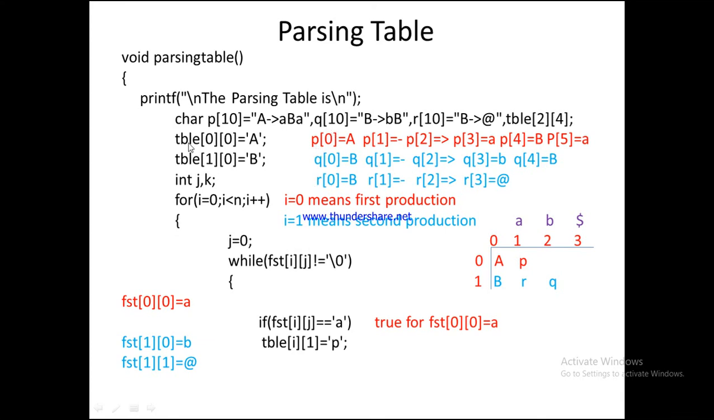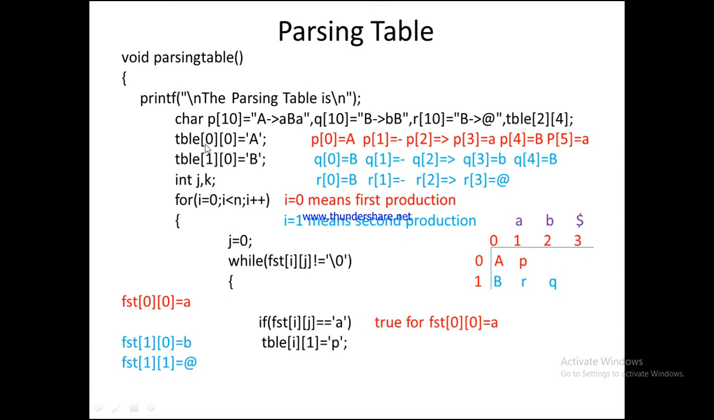Now I am considering one more table. Here we have declared the table size. What is the table size? 2 rows, 4 columns. So this is my table, that is the TBLE table. How many rows are there? 2 rows are there. How many columns are there? 4 columns are there.